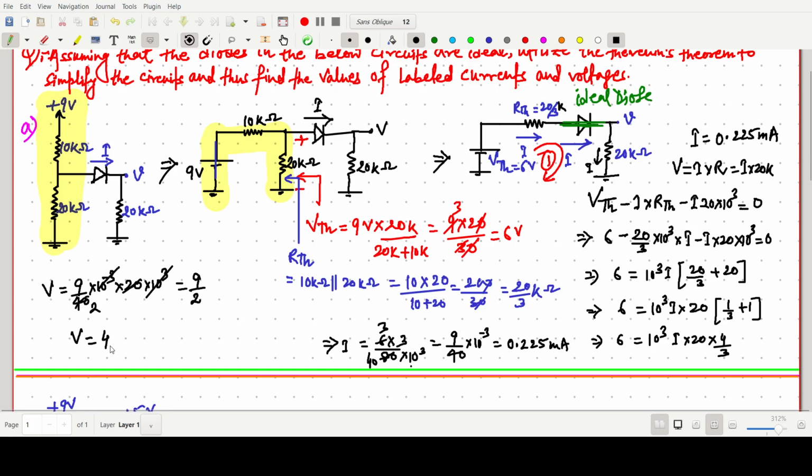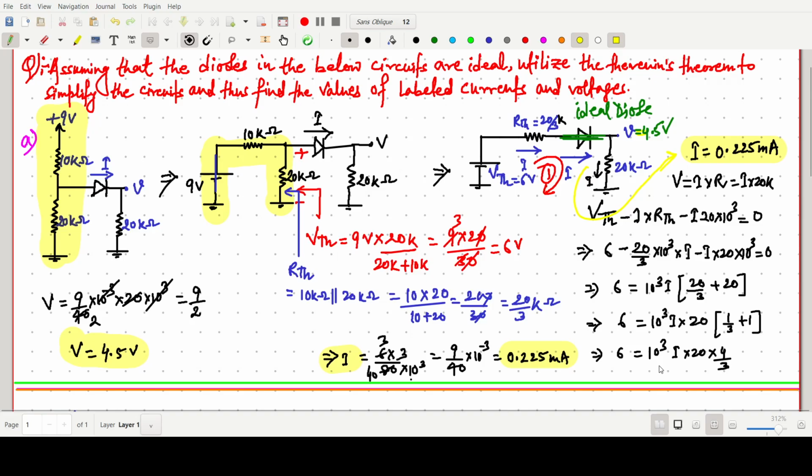So V value will be 4.5 volt. So the answer will be, the voltage will be 4.5 volt. I will be 0.225, which is calculated here. Okay. So the load voltage, that is our this V, directly writing will be 4.5 volt. This voltage will be 4.5 volt, and I value, which we have already calculated, this I. So this is a simple one, but we have used the concept of Thevenin equivalent. Okay, so this one is the first problem where we have found the load voltage and current in the circuit.